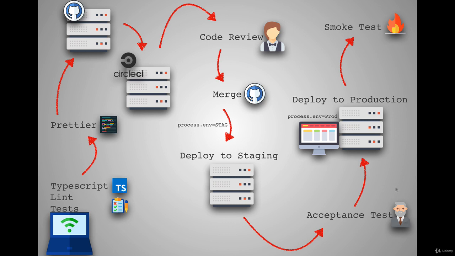This process takes quite a bit of time until you actually have code in production. We write our code on our machines as developers using tools like TypeScript, linting, and tests to make sure our code passes. We then can have something like a pre-commit hook that checks our code, perhaps makes it prettier so that we have a consistent format with the rest of the project.